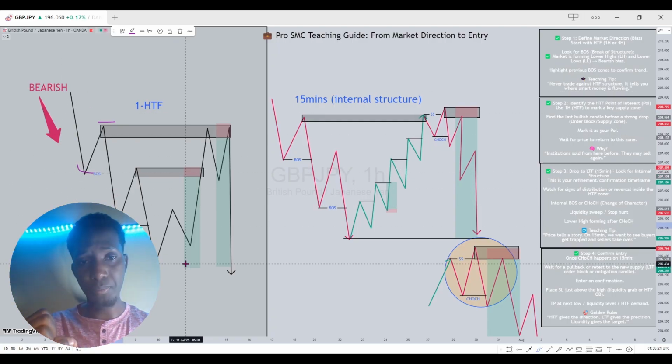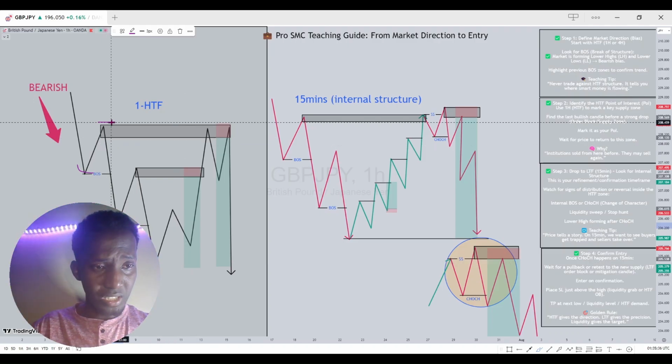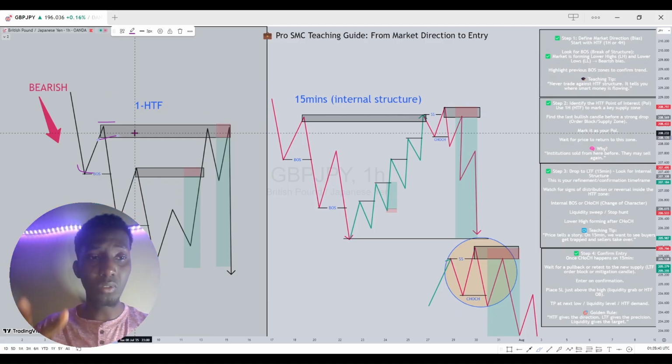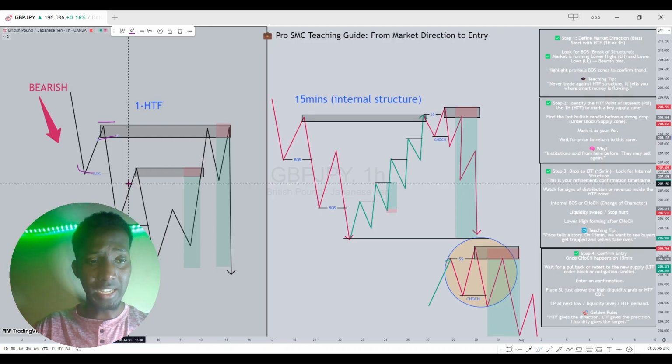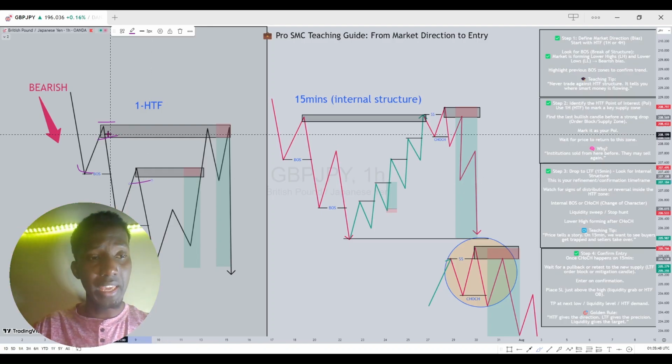And then the other step is that you need to mark your point of interest in 1 hour. As I told you, today we'll only focus on 1 hour and 15 minutes. So you need to mark your point of interest. As you see, this is my point of interest. From somewhere there I marked it, but we have 2 points of interest. We have 2 zones. This is our near zone, and then we have our extreme zone.